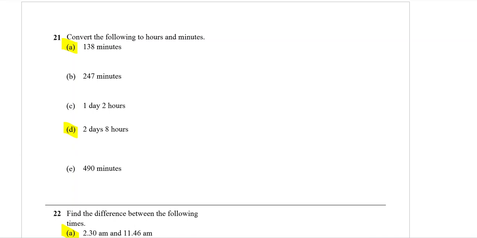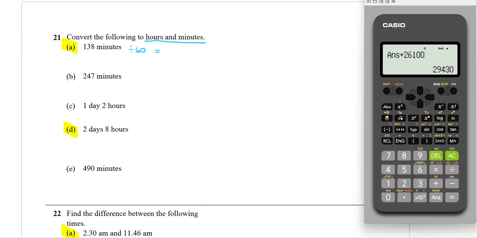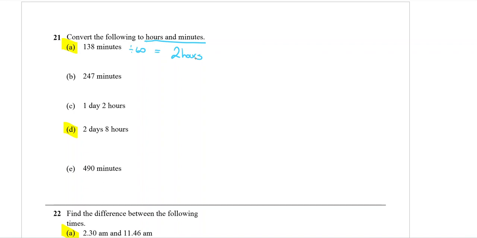So to convert between, we have 138 minutes and we want it to become hours and minutes. How many minutes are there in an hour? 60. So we're going to divide that by 60, which is 138 divided by 60. So it's 2.3. It's 2 hours and what? How did you get the 18? Yeah, good. That's one way of doing it.